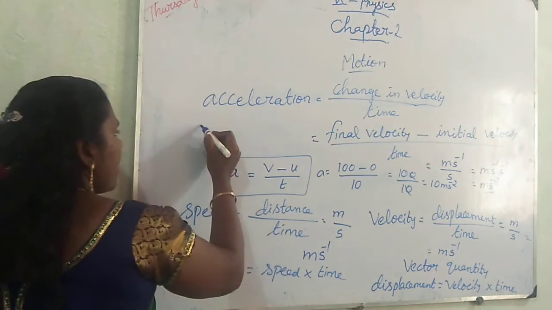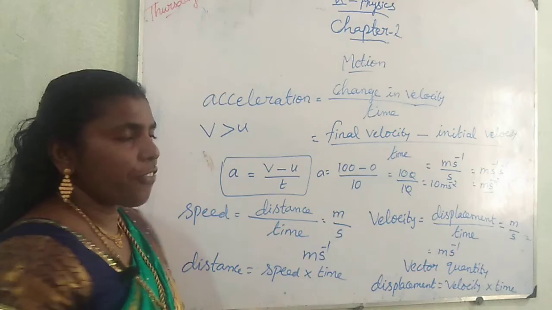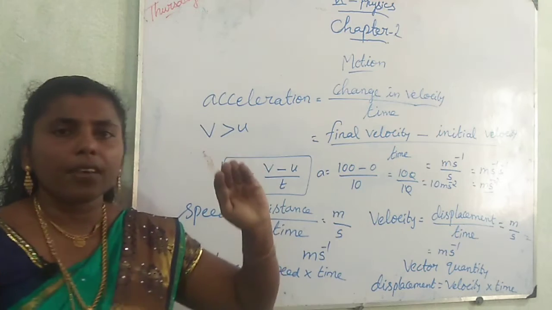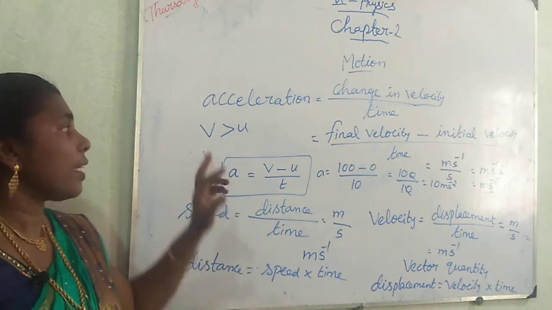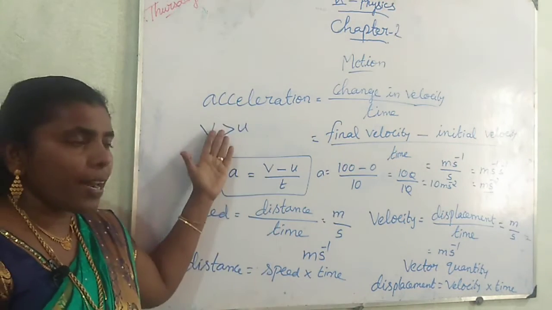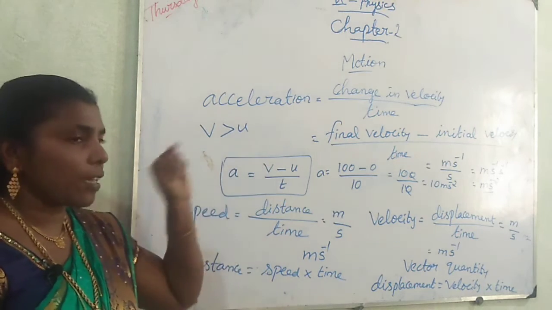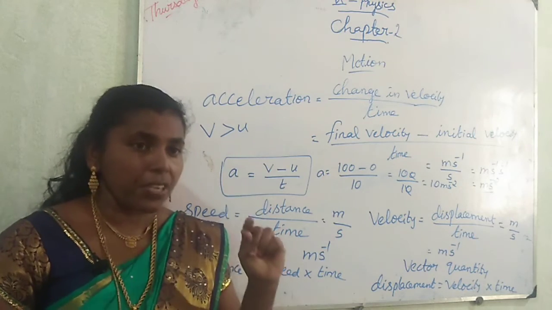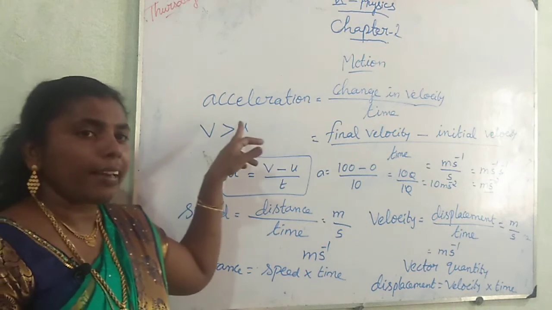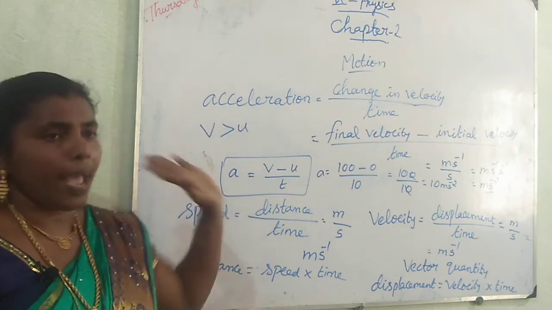Suppose the final velocity is greater than the initial velocity. See, final velocity is greater than initial velocity. That is positive acceleration. So for positive acceleration, final velocity is greater than initial velocity. Final velocity is denoted by the letter V and initial velocity by the letter U. So when the final velocity is greater than the initial velocity, we will get positive acceleration.